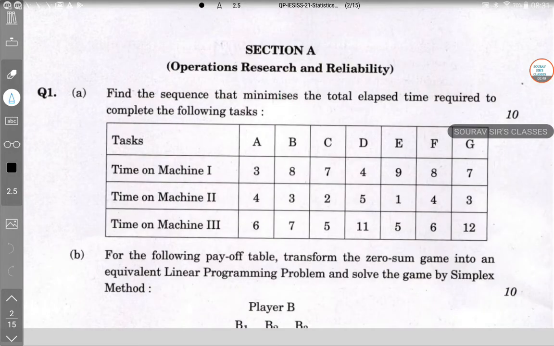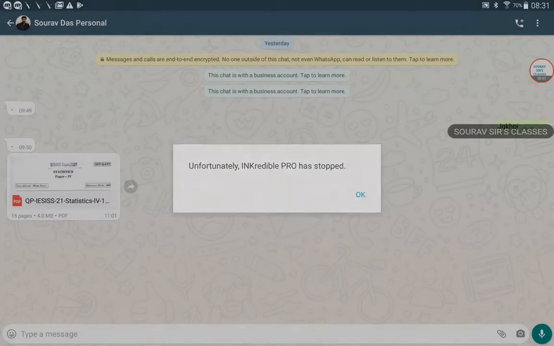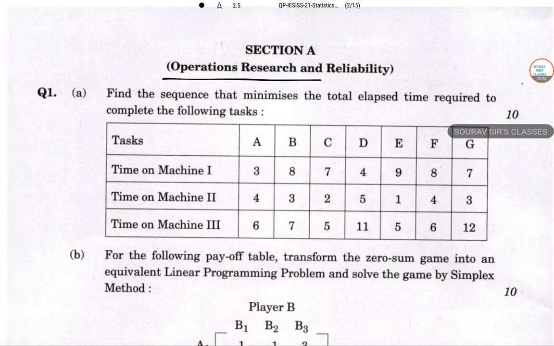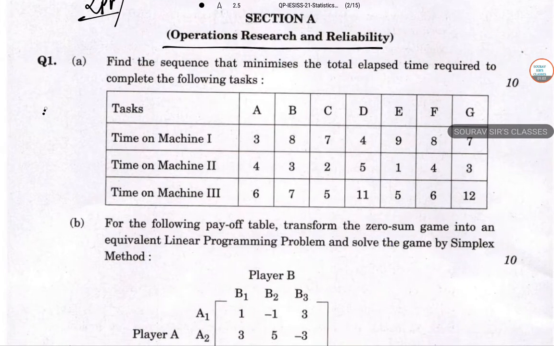So this is the first one, section A. This is one of the most likely choices. Here the name is operations research and reliability. Mostly it is concerned with LPP problems, problems on the analytical framework, and the definition and scope of operations research. There are assignment problems and all these things. So this is relatively scoring.